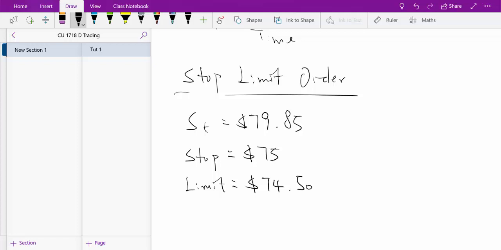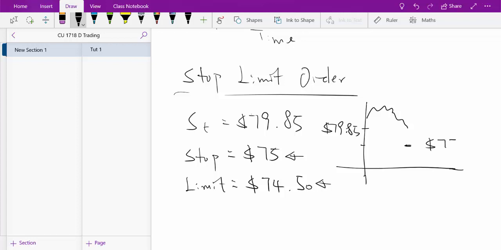Now, what does that mean? You now have two inputs. If this is HSBC, it's 79.85 as I said, and I bet you it still hasn't moved. Then you set a stop at 75, fine. That means if it trades through 75, you are going to sell. But if it trades through 75, you don't want to sell lower than your limit. So if it trades through 75 and the next price was 74.80, well, that's not good because it's dropped another 20 cents, but you will still trade.